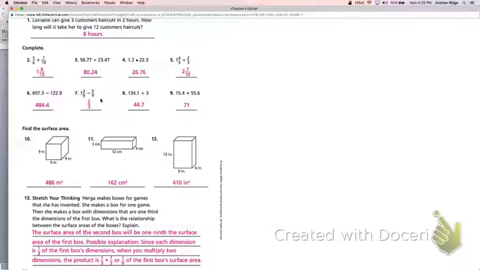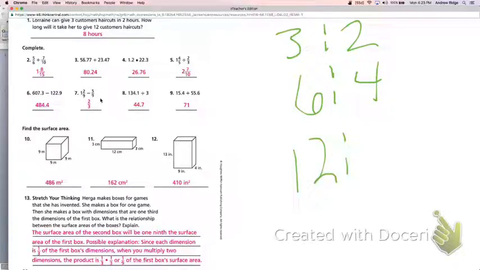Okay, we look at the back. She gives 3 customer haircuts in 2 hours. Right, so if it's 3 to 2, then that means that it would be 6 to 4. Hold on, wrong symbol. 3 to 2, 6 to 4, double the 6, that's 12. That would be 8. And so it would be 12 customers, 8 haircuts in 8 hours.